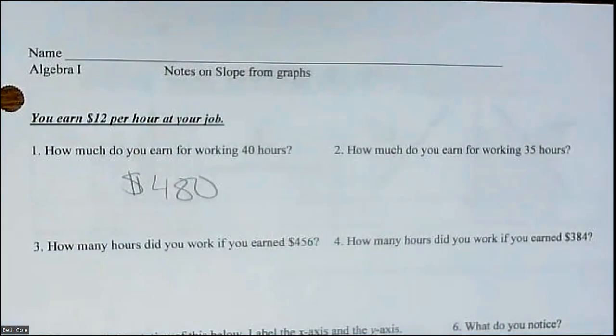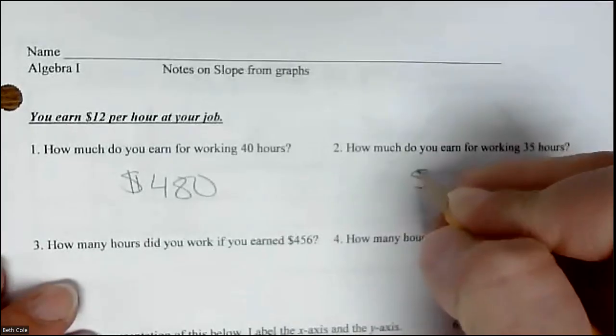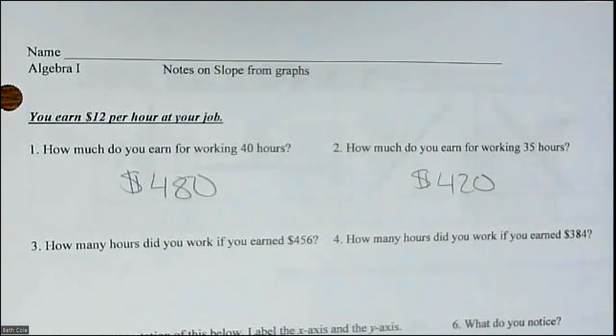Just so that you know, in real life, it would actually be less than that due to what? Taxes. Perfect. All right. How much do you earn for working 35 hours? Well, you would just do 12 times 35. That's a more difficult one to do in your head. So let me type that in. $420. Except it wouldn't be that because you would pay tax and insurance and all the other stuff that comes out. Usually about 30%.